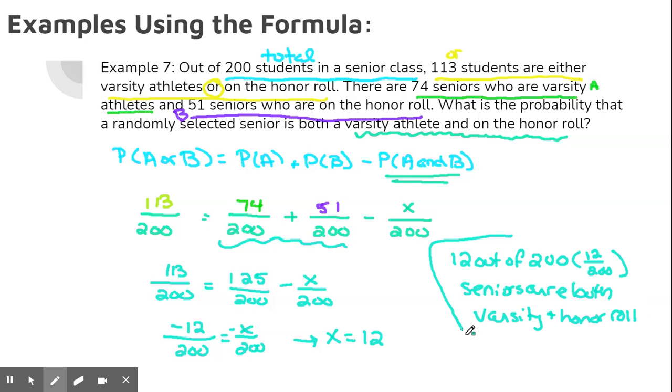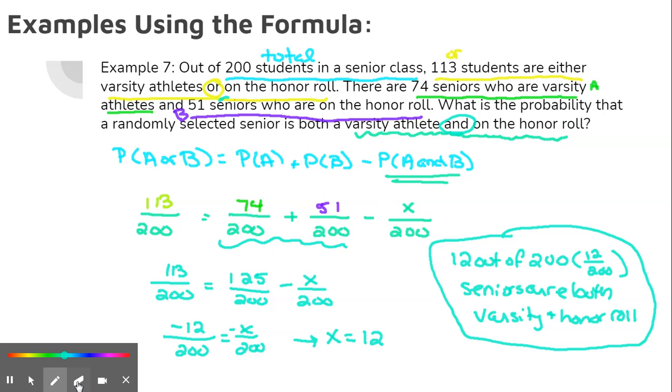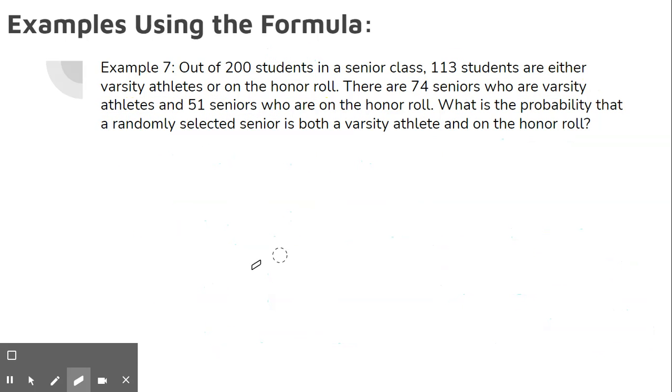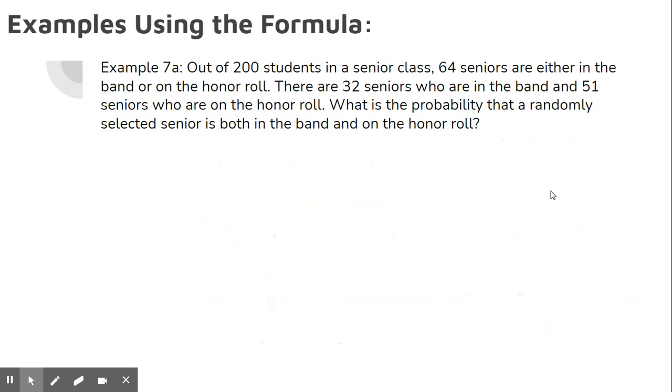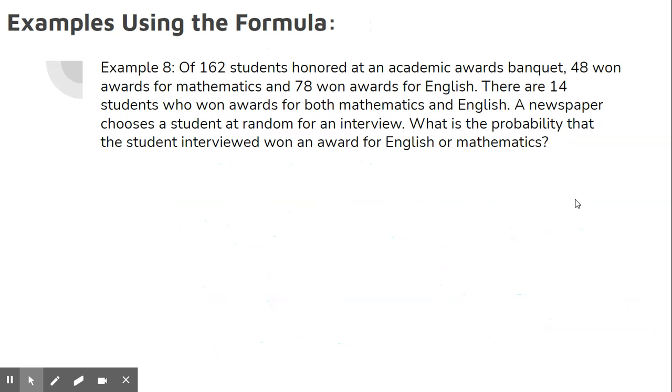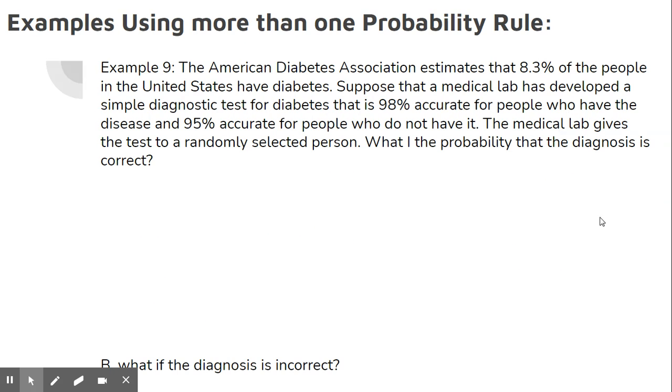Okay, so this would be my solution. So we can find any piece that's missing. Just look for those keywords, right? I saw an "or" up here, so I knew that was part of it. 74 was one thing, 51 was another. So I was able to keep my separate events together to find the "and" that I was looking for. Again, we have a couple other ones who are similar to that, so I'm not going to go through them.